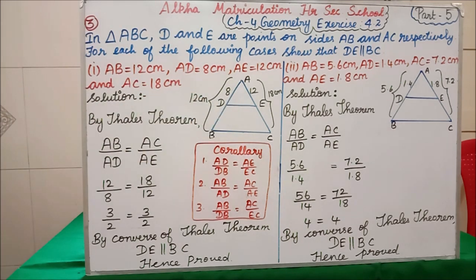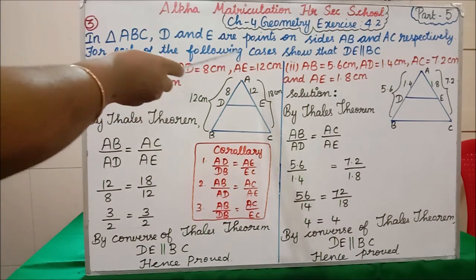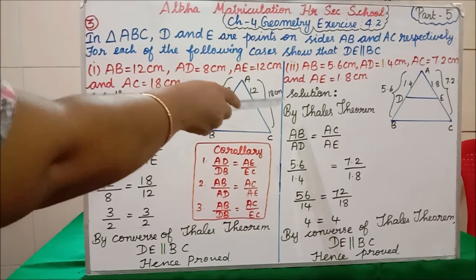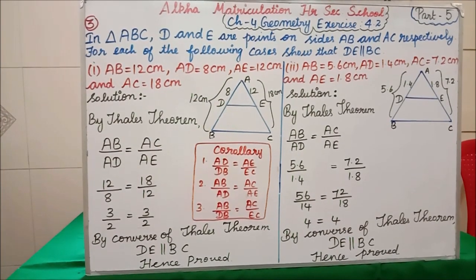We want to prove it, and for that we are going to use Thales theorem. Before itself, in the first problem, I have taught you the corollary of Thales theorem. Isn't it? In what three forms can we write that? We can write AD divided by DB is equal to AE divided by EC. Okay, that is the first form.